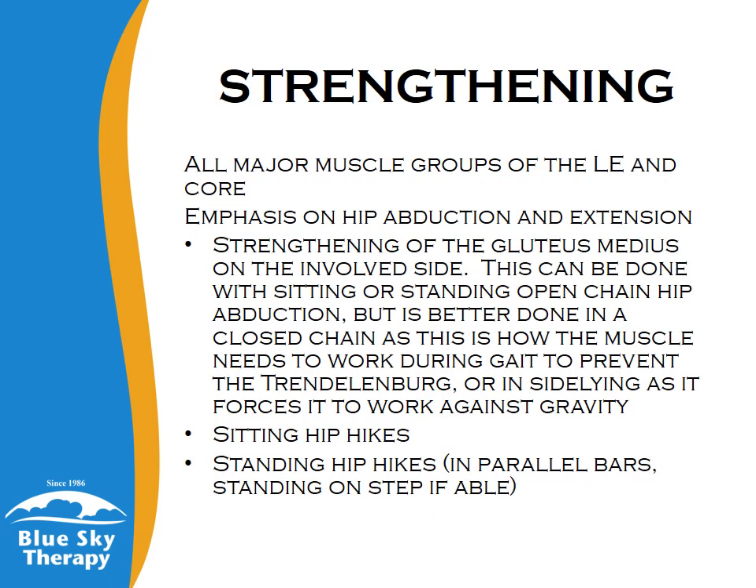All the major muscle groups of the lower extremity and core should be strengthened with emphasis on hip abduction and extension. Strengthening of the gluteus medius on the involved leg side can be done sitting or standing in an open chain hip abduction, but it is better done in a closed chain, as this is how the muscle needs to work during gait to prevent the Trendelenburg pattern, or in side lying, as it forces it to work against gravity. You can begin with sitting hip hikes if this is too difficult for the patient to do in standing, but when able, progress to hip hikes in the parallel bars and standing on a step if able.